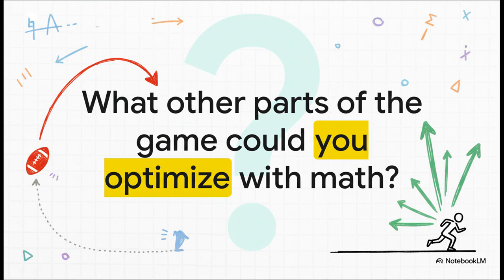So the next time you're watching a game, look for the calculus. It's there in the arc of a perfect punt, the pursuit angle of a linebacker trying to make a tackle, the explosive acceleration of a defensive end off the line of scrimmage. It really makes you wonder, what other parts of the game could you break down and optimize with just a little bit of math?